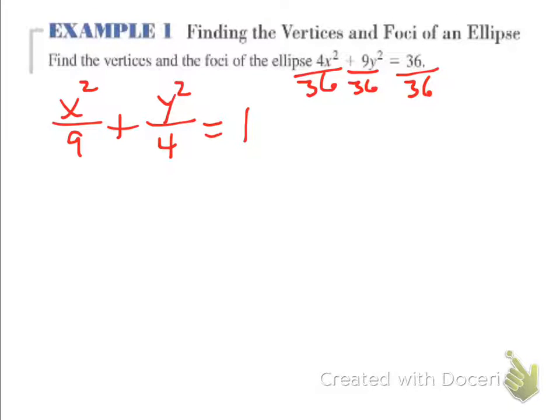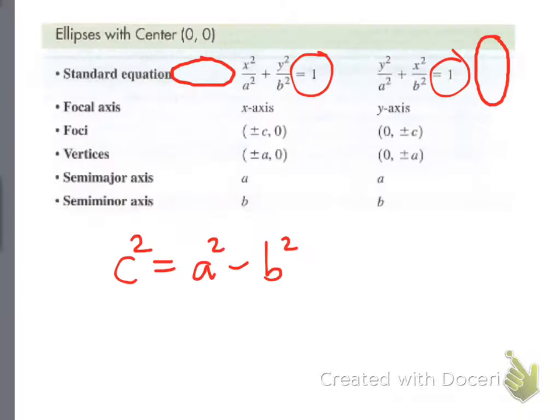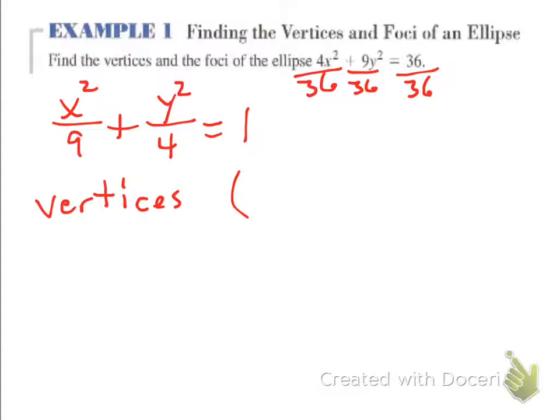So the vertices: x squared came first, so the vertices are plus or minus a, 0. Well, just take the square root. The square root of 9 is plus or minus 3. So there are our two vertices, plus or minus 3, 0.